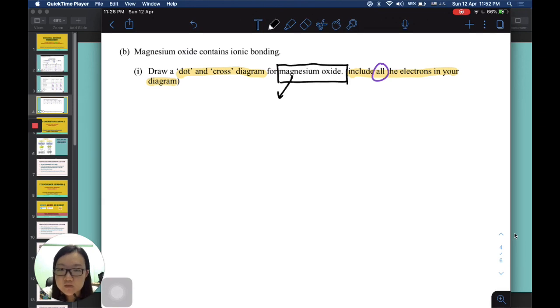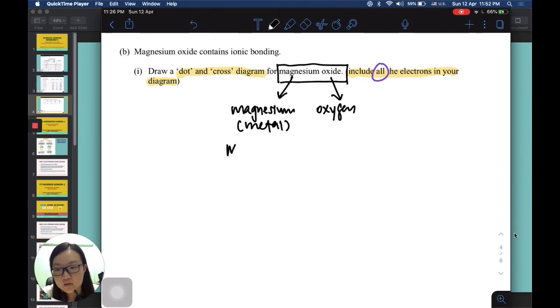First things first, magnesium oxide. Again, split it into two. The first part comes from the metal, which is magnesium. Oxide basically comes from oxygen, which is the non-metal. Metal and non-metal come together to form an ionic compound. So magnesium electronic configuration is 2.8.2, oxygen is 2.6.